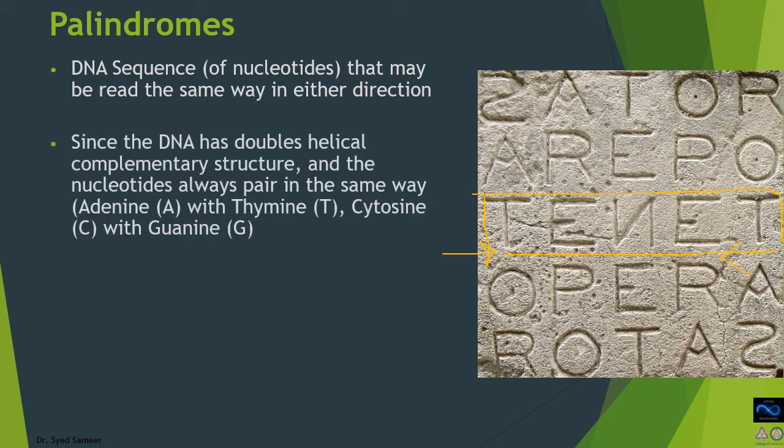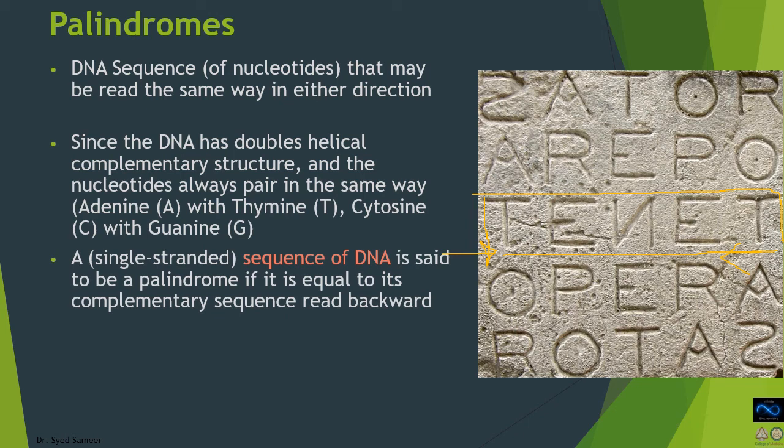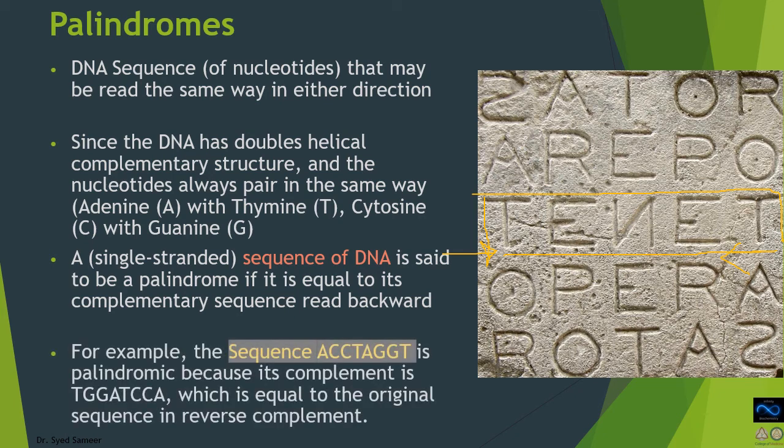And it occurs because of the complementarity, when adenine will base pair with thymine and cytosine will base pair with guanine. If there is a single stranded sequence of DNA which has a complementary sequence of the same nature, which can be read in both strands in a similar way, then this sequence of DNA will be called a palindrome. For example, here the sequence ACCTAGGT will have a base pair of ACCTAGGT. So both can be read in this similar manner in both directions. If you move from 5' to 3' in this strand, it will be ACCTAGGT. In the other complementary sequence also, it will be ACCTAGGT. So these are called palindromes.